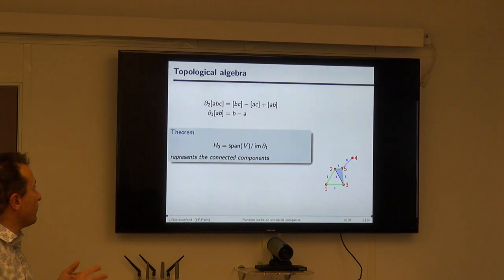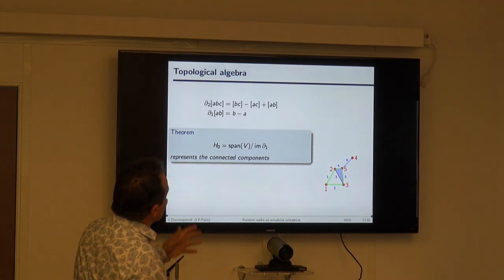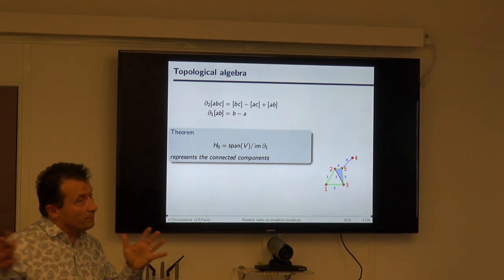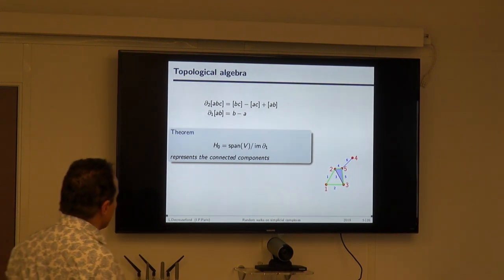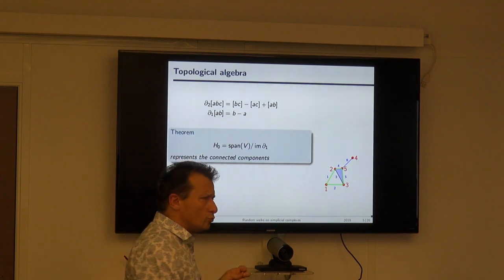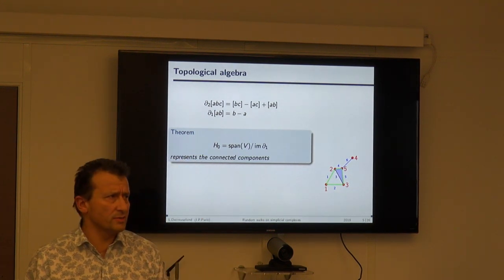So intuitively it's rather easy to see that this gives the number of connected components. If you want a proof, it's a proof of 2 or 3 pages. It's not that simple.